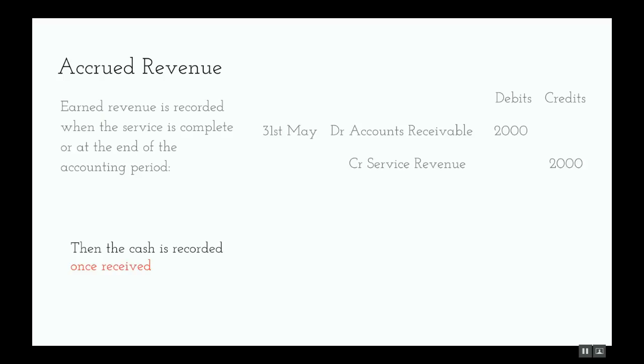Then we have accrued revenue. This is for when cash is received after the service is completed and is recorded as an asset under the accounts receivable, either when the service is complete or at the end of an accounting period. So here we've debited accounts receivable and we've credited service revenue. Then once cash is received, it's journalized to amend the receivable. So here we've debited cash and we've credited accounts receivable.